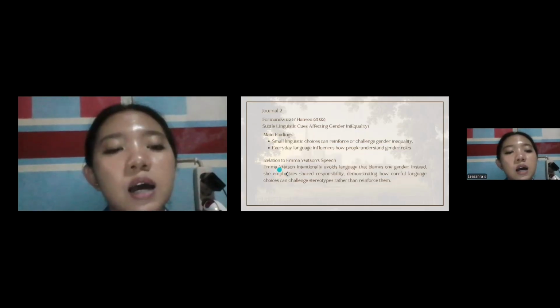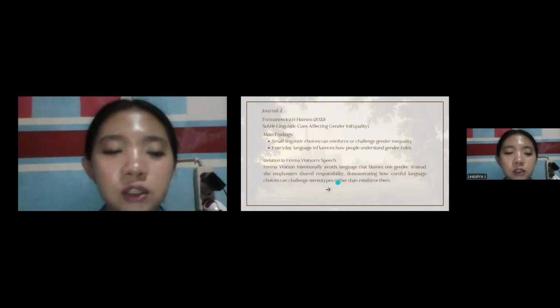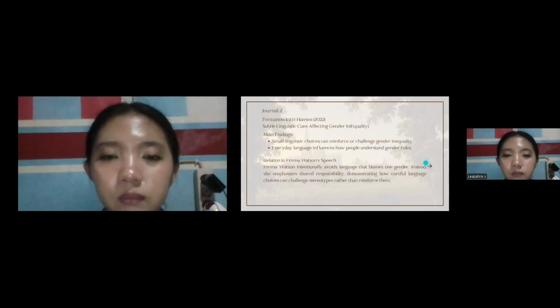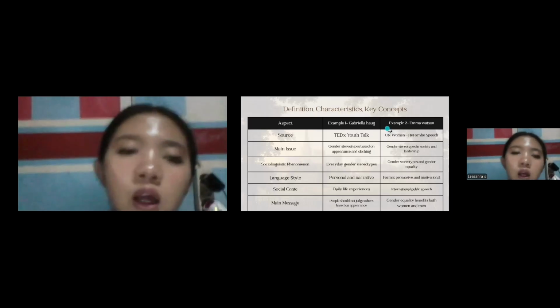Emma Watson intentionally avoids language that blames one gender. Instead, she emphasized shared responsibility, demonstrating how careful language choice can challenge stereotypes rather than reinforce them. A comparison of example 1 and example 2.